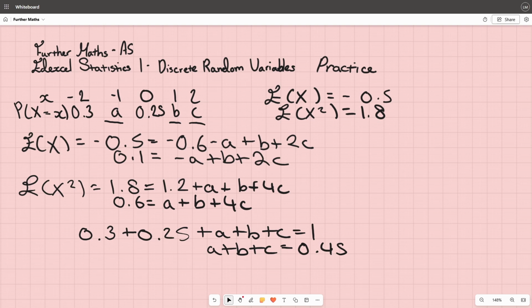Or you can do it in the way of matrices. I just prefer to put it in a calculator because it's faster. And so then we have a is equal to 0.2, b is equal to 0.2, and c is equal to 0.05. And that is how you solve a question where you're given unknowns, where you have to work different things out and put it into forms you already know.